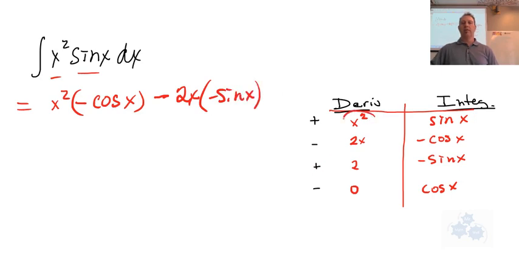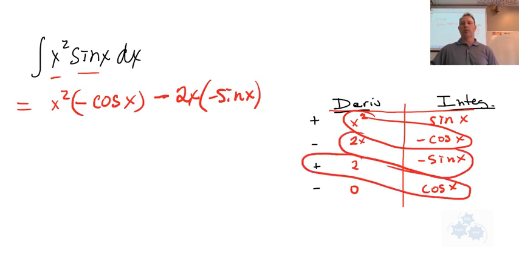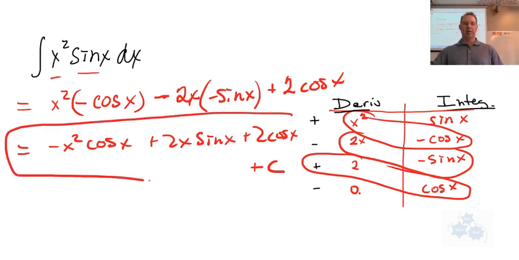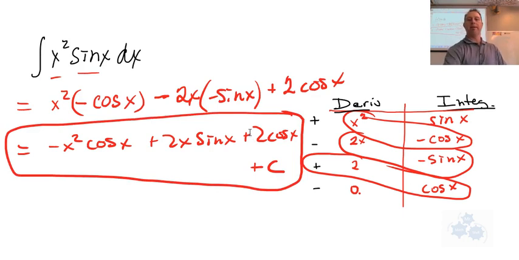And then so I did first row. I did the second one. And now I'm doing this one. Plus 2 cos x. So when you simplify all that, you get negative x squared cos x plus 2x sine x plus 2 cos x. When you hit the 0, you can stop, right? Plus c. Don't forget your plus c. Okay? DI method. All right. Any questions?